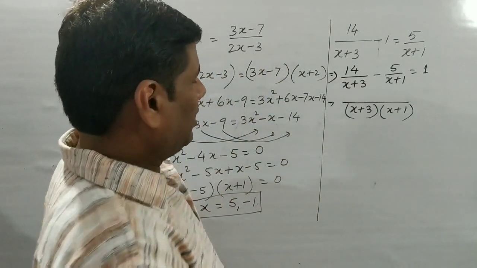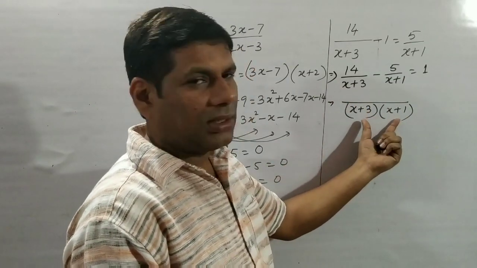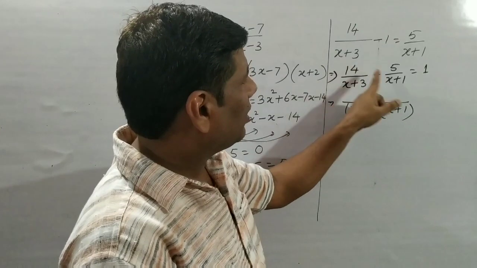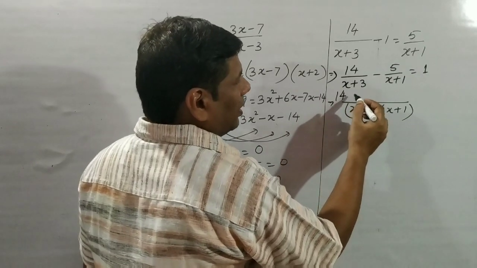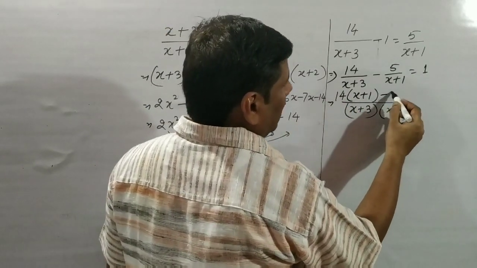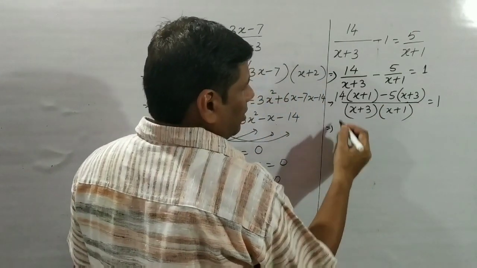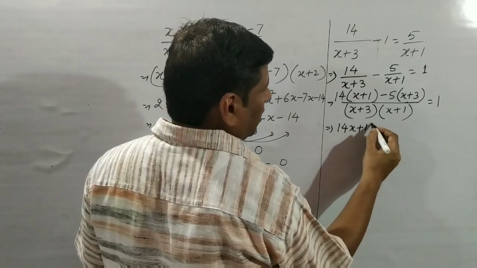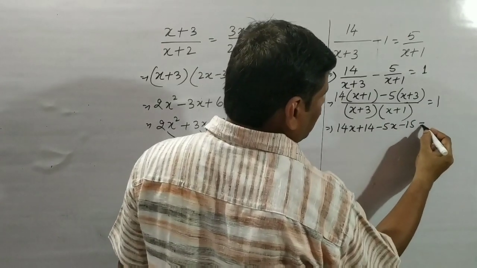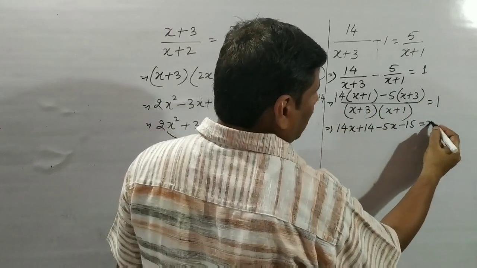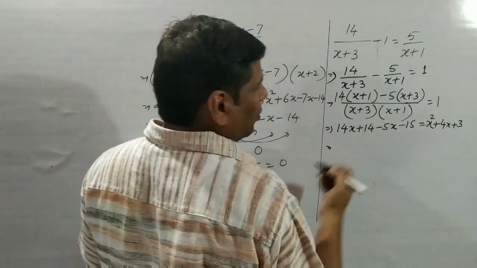In case of any confusion, just think like this: multiply these two terms at the bottom, this will be the LCM, then multiply 14 with x plus 1 and 5 with x plus 3. So 14 times x plus 1 minus 5 times x plus 3 equals 1. It will become 14x plus 14 minus 5x minus 15, and this equals, taking the denominator to that side, x square plus 4x plus 3. Now move all the parts to one side.